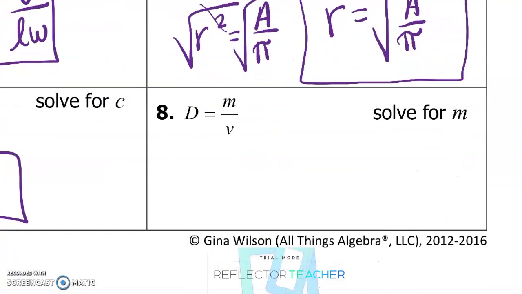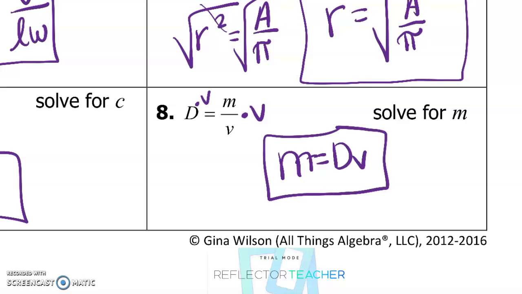For number 8, m is being divided by v. So to undo divide, we multiply by v, multiply by v. M equals dv. That's it.